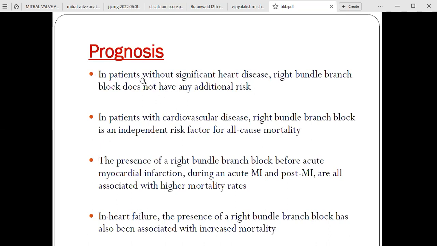Regarding the prognosis of right bundle branch block, in patients without significant heart disease, it does not carry any additional risk and can be a normal variant. But if a patient is known to have cardiovascular disease, such as MI or heart failure, the presence of right bundle branch block generally denotes a higher risk of mortality. In a healthy patient it is quite normal, whereas in a cardiovascular disease patient, this pattern is considered a poor prognosis.